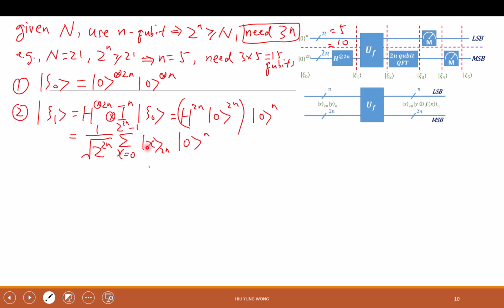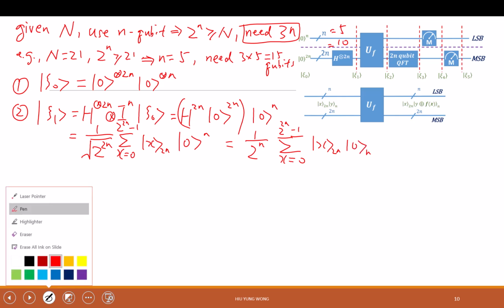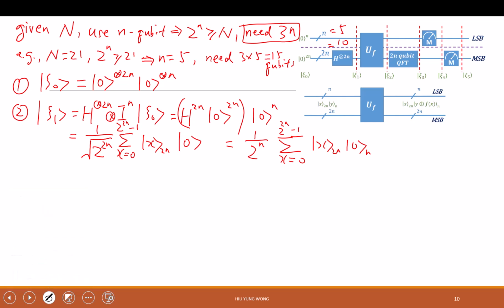Do you have a question? Very good. So he said that we should simplify this. That's right. It's 2 to the power 2n divided by 2. So this will give us 1 over 2 to the power n, and then the summation from x equal to 0 to 2 to the power 2n minus 1 of |x>. Again, this is just a label. And now I also put n at the bottom. I just want to say, remember this is n qubits in |0>. That's it.